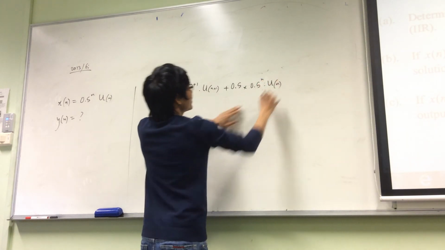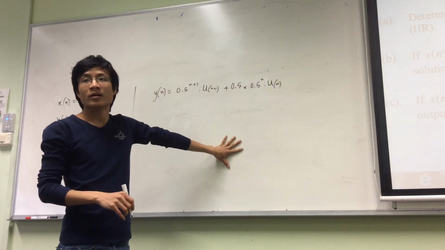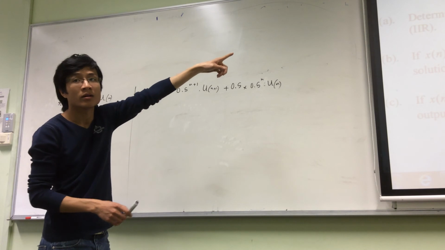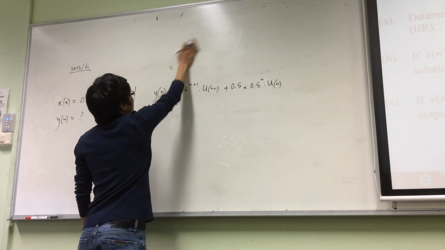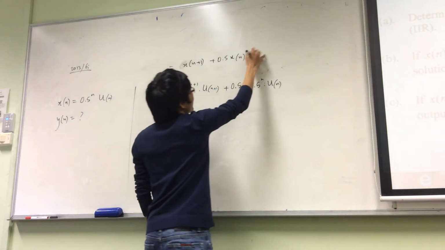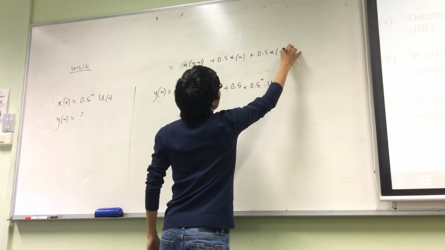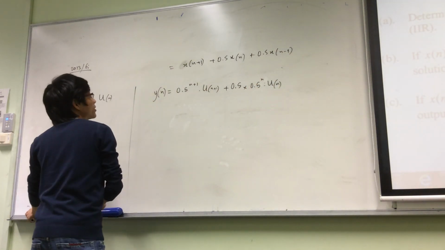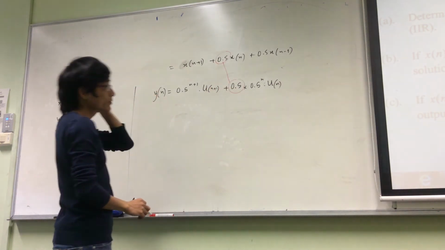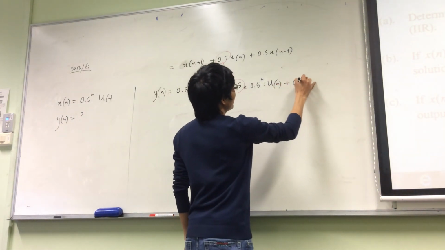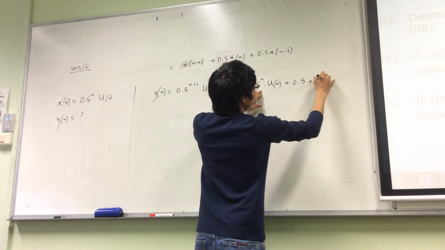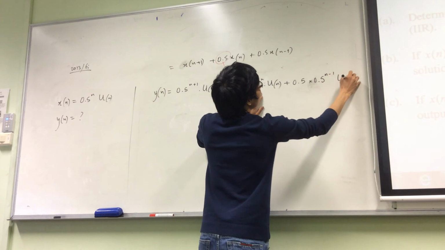Multiplied by u[n minus 1]. Why do we multiply it by 0.5? Because there's a 0.5 over there, 0.5 x[n], and x of n plus 1. So it will be 0.5 multiplied by 0.5 power n minus 1, u of n minus 1. Just substitute directly.